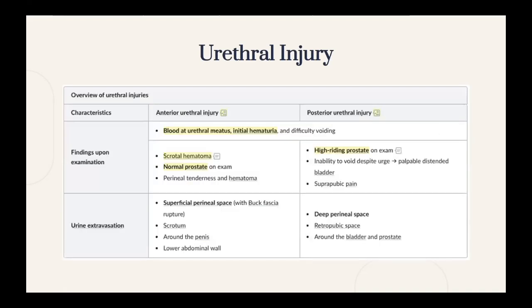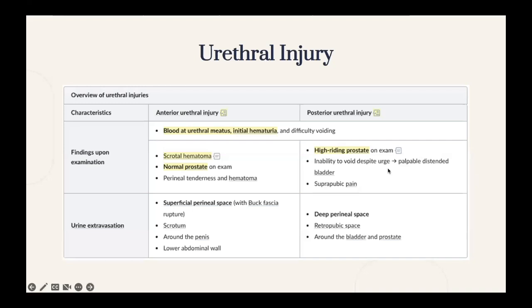Now we need to assess the findings and compare anterior and posterior urethral injuries. Both of them present with urethral meatus hematuria. But for the anterior urethral injury, we can see that there is scrotal hematoma because it's extending into the scrotal cavity, but it has a normal prostate because it does not reach the membranous urethra. As for the posterior urethra, it presents with a high riding prostate, so the prostate is pushed up or back into the bladder or near to the bladder.